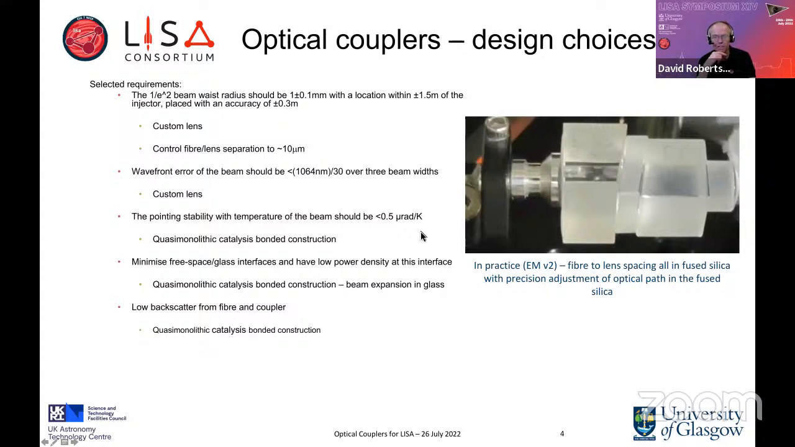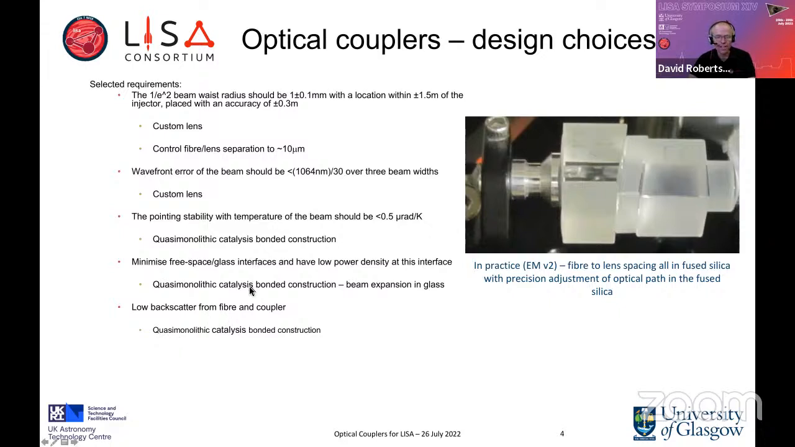Pointing stability, again, I said was an issue. If the beam from the fiber coupler is changing in orientation, then obviously that changes the alignments later on down the optical bench, and that can lead to problems. So there's quite a tight requirement in that, and we meet that quite nicely. So for various reasons, we've gone for this sort of quasi-monolithic construction where we have hydroxide-catalysis bonded the fiber, the spacer, and the lens all into one unit. And that has a number of advantages. It keeps the lens and the fiber end very tightly constrained relative to each other, so you don't really get any beam pointing changes with, for example, temperature changes. It minimizes essentially the interfaces we have between glass and air. Essentially the only interface you have in this is the final output of the lens.